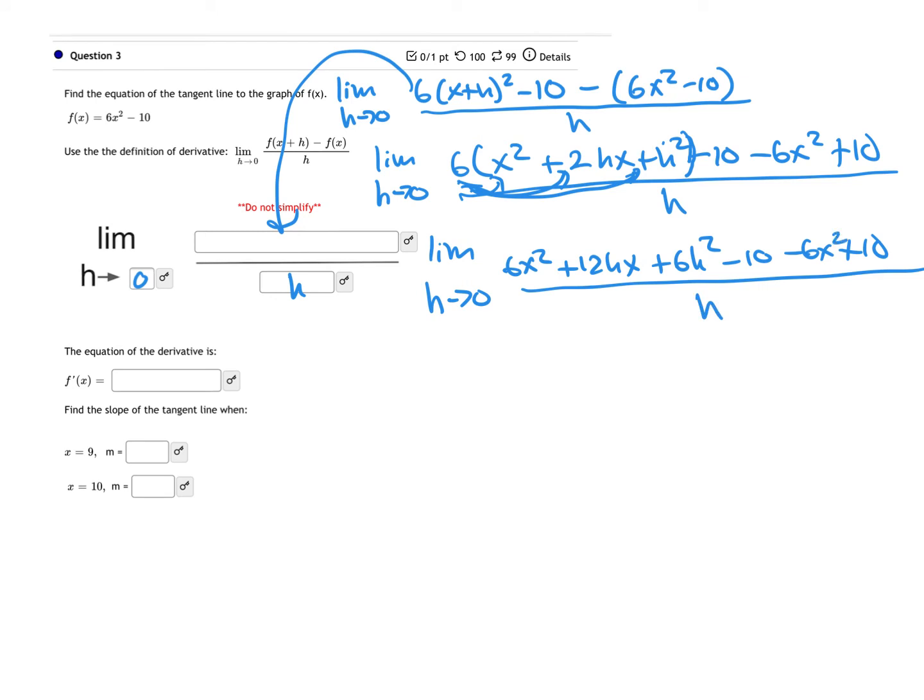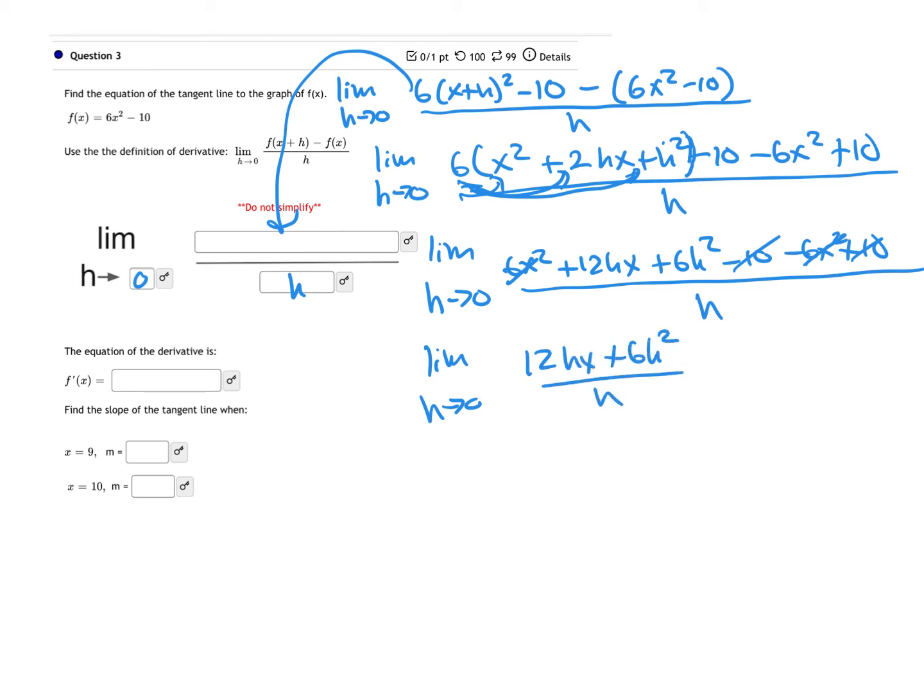So I have 6x squared and negative 6x squared. I have 10 and negative 10. So I'm left with the limit as h approaches 0 of 12hx plus 6h squared over h.